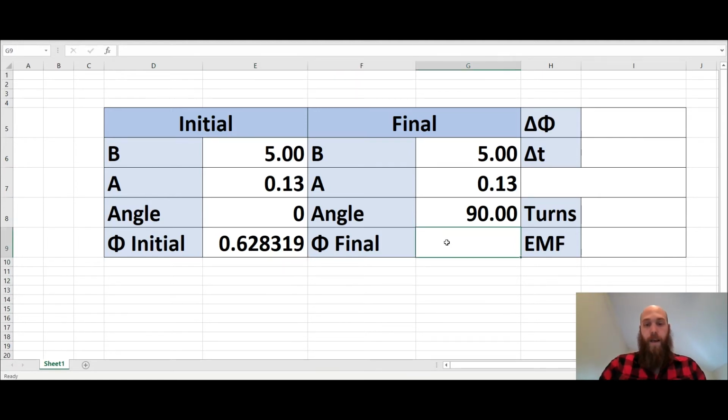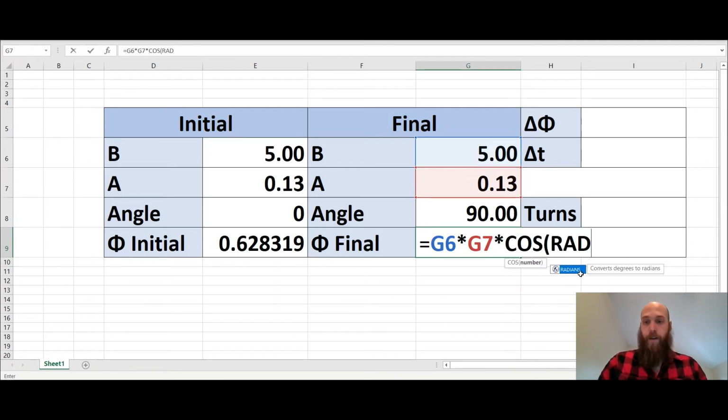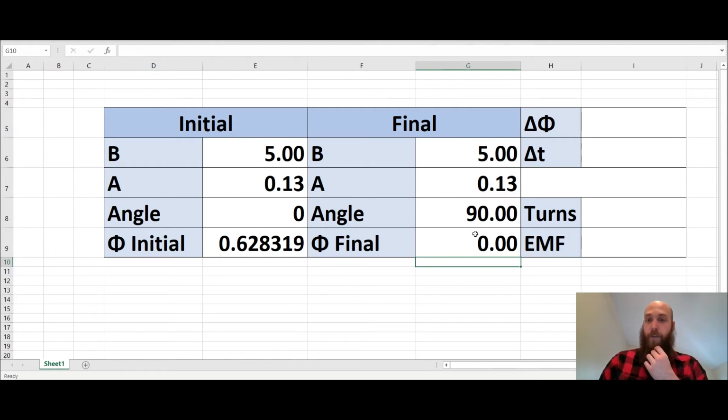And then we can calculate the final one as well using the same formula. And I'm going to type it out just to show you what you should get. But we already know going into this that we're using an angle of 90. And so we should have some intuition about what that flux should be. And thankfully the formula matches at least what my intuition was, which is that we shouldn't have any flux. We should end up with no flux at all when our area is perpendicular to our magnetic field. So now we're going to take our difference. A change in something is always final minus initial.